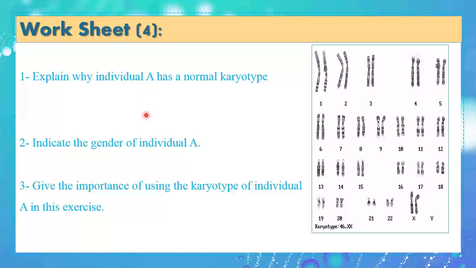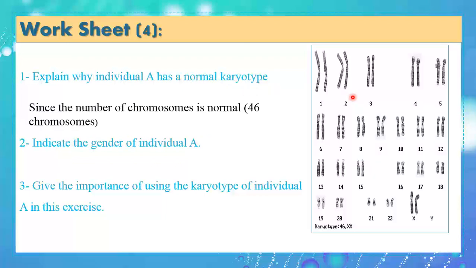Let's start answering the first 3 questions concerning individual A. Explain why individual A has a normal karyotype. It's obvious that this karyotype is normal because this individual has a total number of 46 chromosomes, 22 pairs that are autosomal, and we have the XX pair which are gonosomal. Since we have XX chromosomes, then this individual's gender is female.